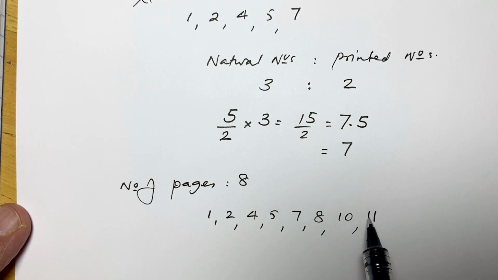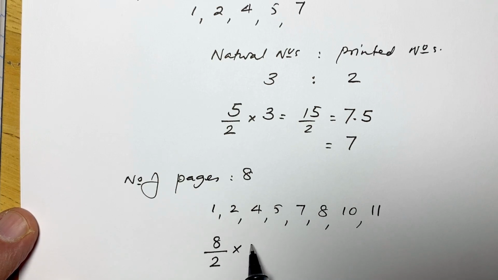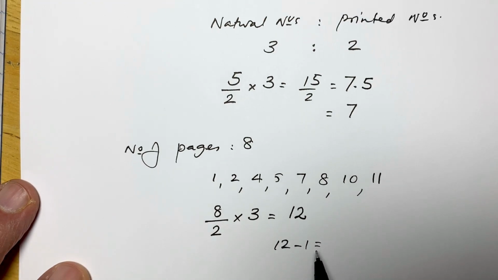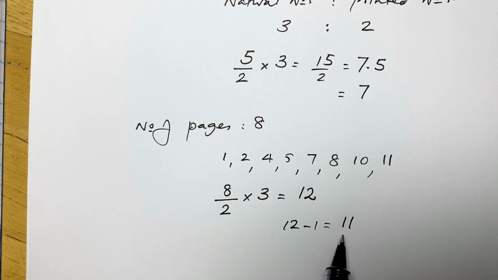Again, use that number. Use number 8, number of pages. Divide that by 2, because for every group of 2, you need 3 natural numbers. So that becomes 3 times 8, 24, divided by 2, 12. 12 must appear on the 8th page, but 12 is a multiple of 3. 12 is never there to be printed. Therefore, we go to the previous page, which is 11. So on the 8th page, we'll have number 11.